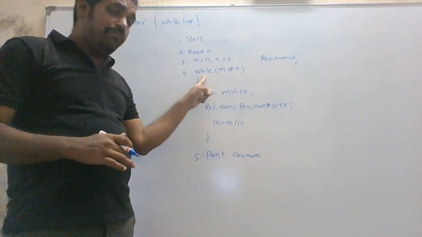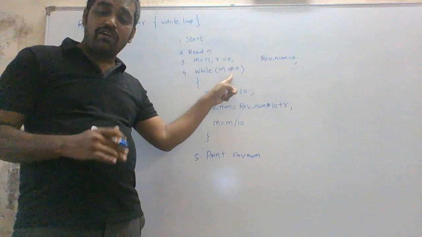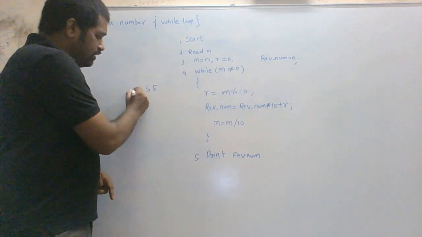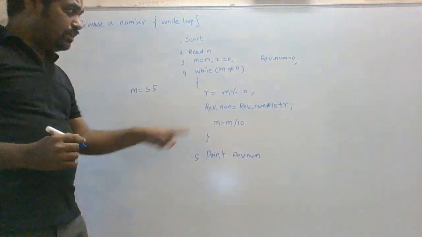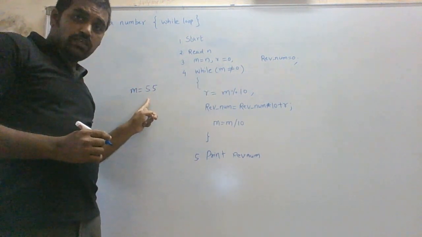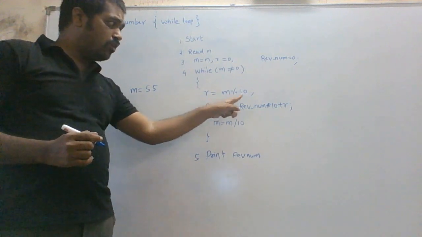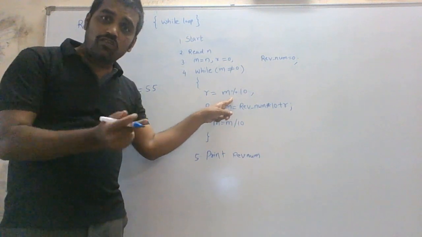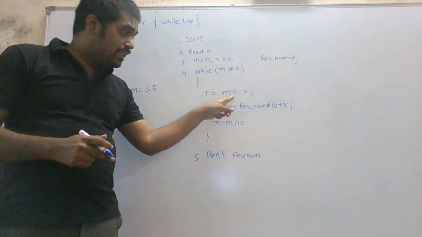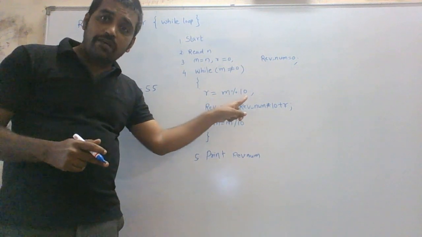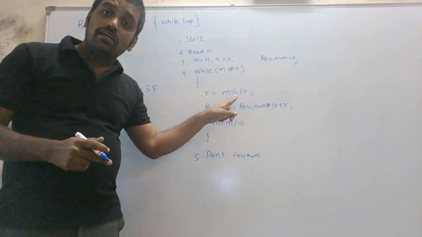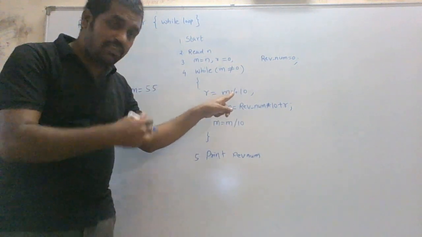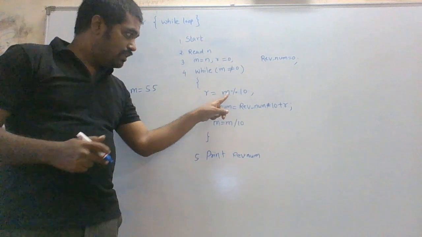Now, while m is not equal to 0. Initially we have read a value of n. Let us say n is 55, and we have stored the same value into m. So m is currently not 0. What we will do is take the remainder: remainder r is equal to m modulus 10. This modulus operation we have already discussed. The mod operation is used to find the remainder of a division. So m will be divided by 10, and whatever the remainder is will be stored into r. It is not the quotient. If it is slash, then the quotient will be stored. Then the remainder will be taken.